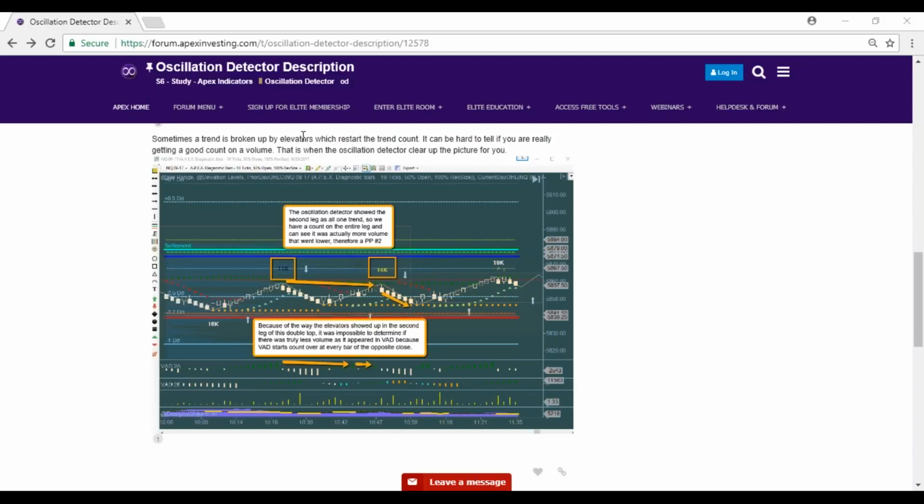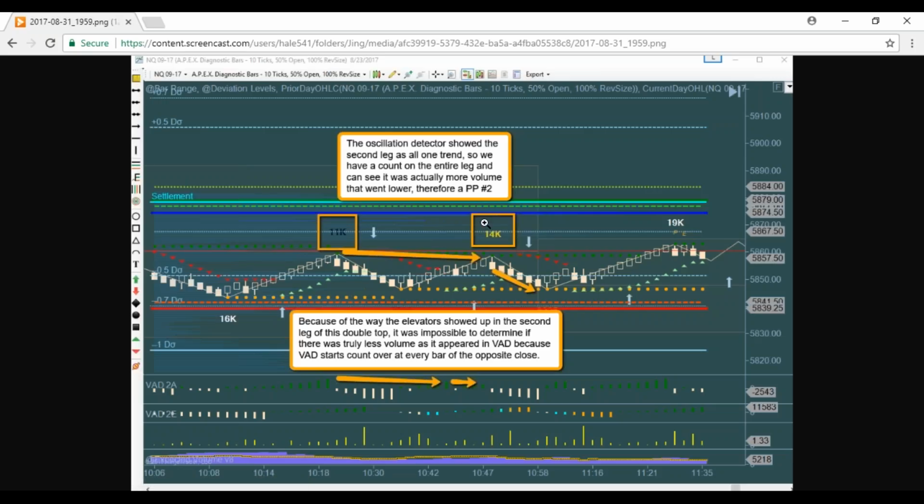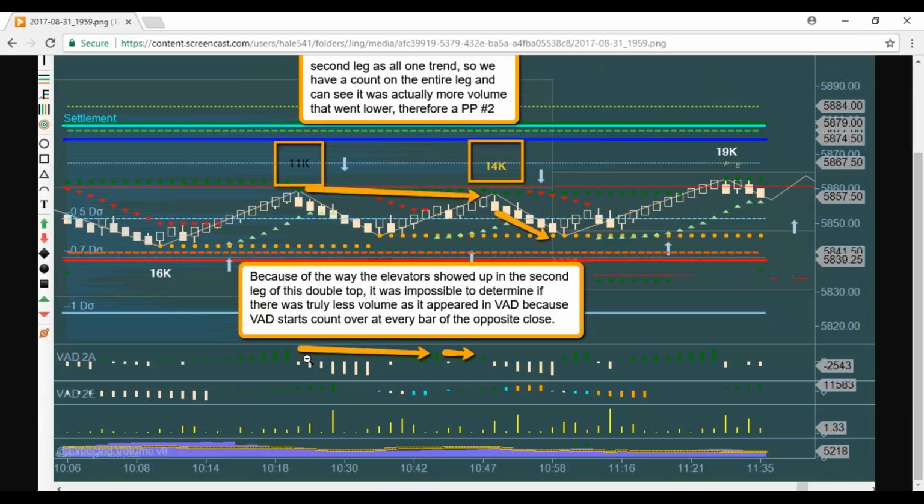Sometimes a trend is broken up by elevators. We just talked about that, right? Which restart the trend count. It can be hard to tell if you're really getting a good count on volume. That's where the oscillation detector clears up the picture for you. Pay close attention to this, guys, right here. The oscillation detector showed the second leg all as one trend. What do we have here? We have the market came up. I really want you to see this, guys. Hold your questions till after this screenshot, okay? Focus on this. This will be a light bulb.